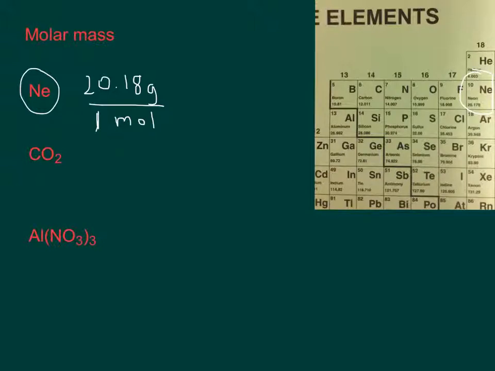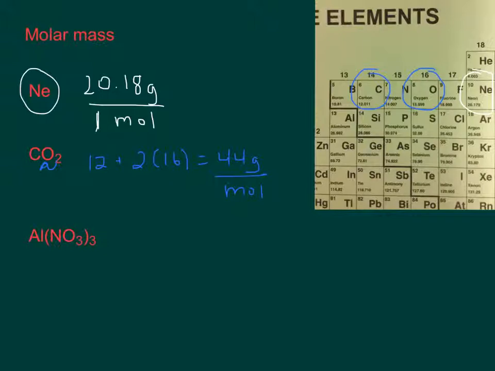For a compound like carbon dioxide, we need to find the elements that make it up, carbon and oxygen. Carbon's molar mass is 12. We have 2 oxygens. So 2 times 16 gives us 44 grams per mole.